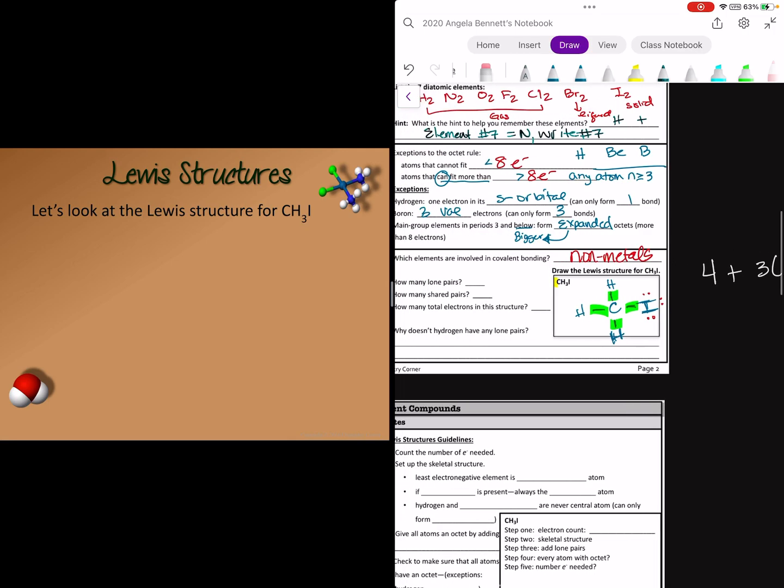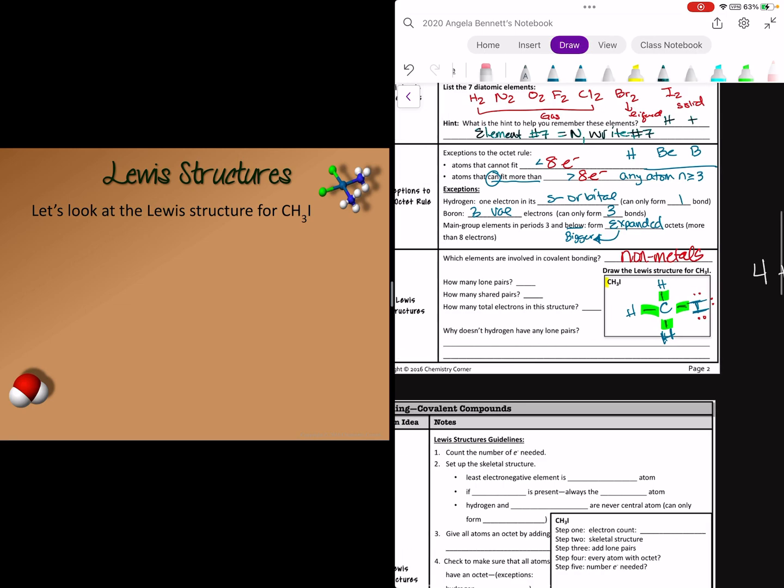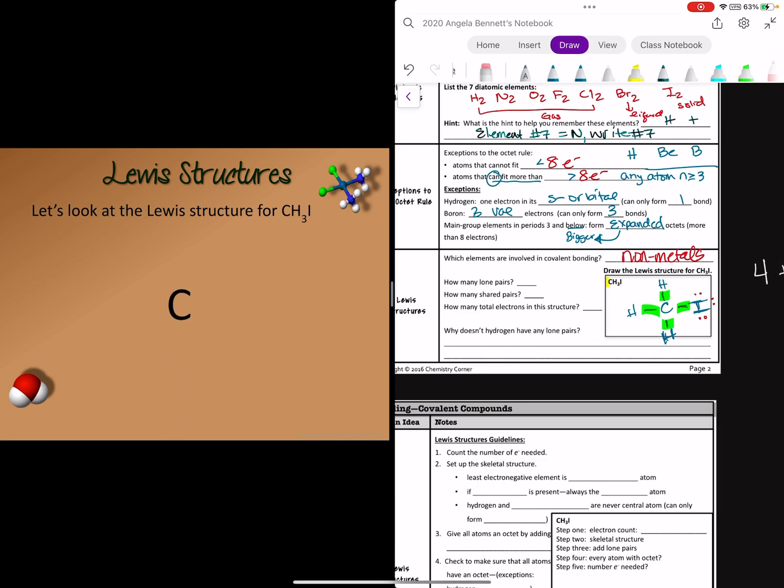So I'm going to come back and check my atoms. Don't forget to check carbon, 2, 4, 6, 8 around him. He is totally happy with that. All right, so he should look like this when we're done.